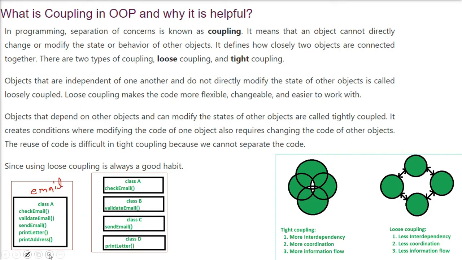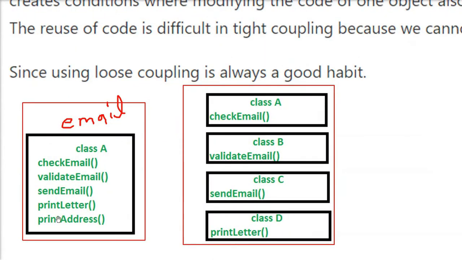Now this is so good. Class A functions are like-minded. They are doing the work they are supposed to do. They are only working for the case of email. They are doing nothing else. This is called a good cohesion, a tight cohesion.